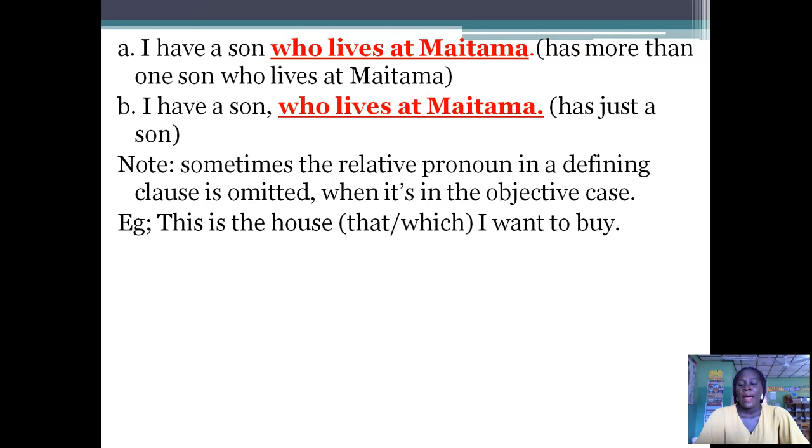Now I hope I have been able to put you through to understand what we mean by an adjectival clause, and that you'll be able to identify adjectival clause, be able to give me the classifications of adjectival clauses with your example, and be able to make sentence examples showing adjectival clause.